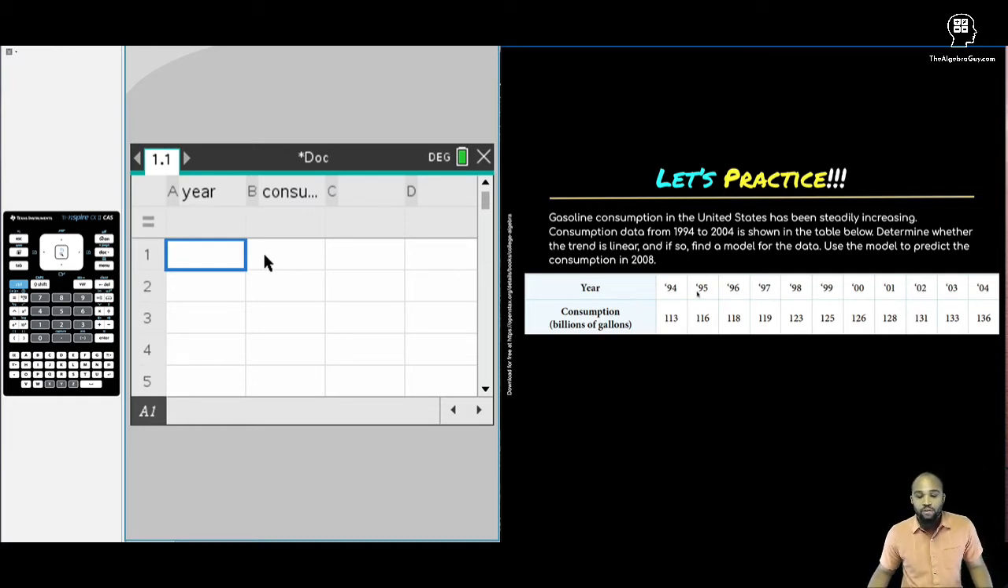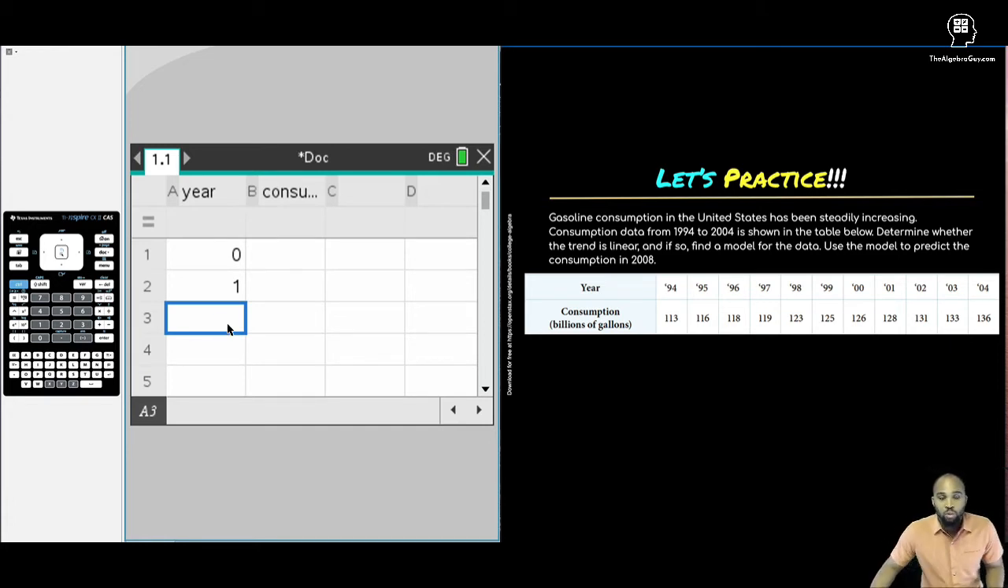You want to put 94, 95, 96 in there, right? But really we should be putting how many years from 94 are in each column. For instance, in 1994, how many years away from 94 are we? Well, we're 0 years. Well, 95, how many years away from 94 are we? We're 1 year. So it's a lot easier for us to calculate than trying to start at an X value of 94, and the data is going to be a lot more accurate.